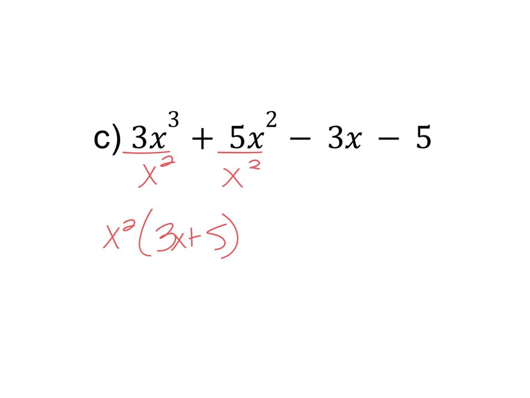Okay, now, what can I factor out of this next one? First glance, it looks like nothing. So let's see what happens. If you factor out nothing, it's just like dividing by positive 1. So this would be positive 1 times, and this does happen sometimes, negative 3x divided by 1 is negative 3x. Negative 5 divided by 1 is negative 5.